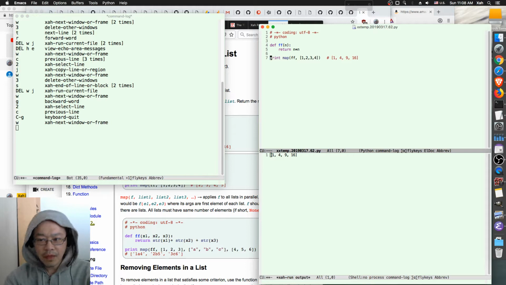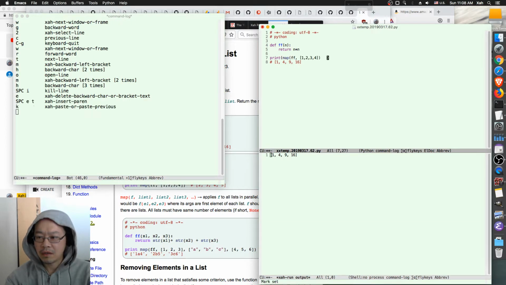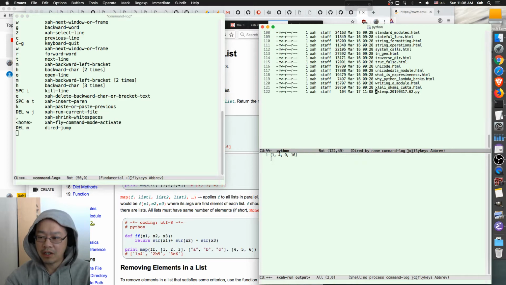14916. But this is Python 2 code. I need to change it to Python 3. So in order to do that, let's move it down. Let's put the parentheses. Then, oh, and let's change the file name to py3.